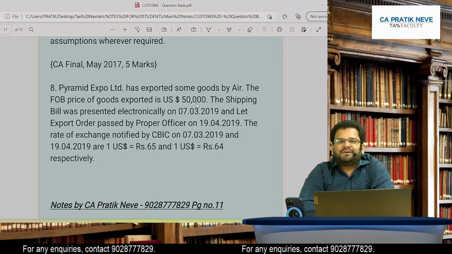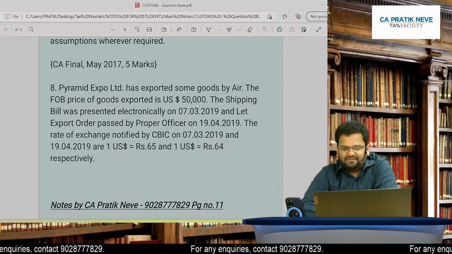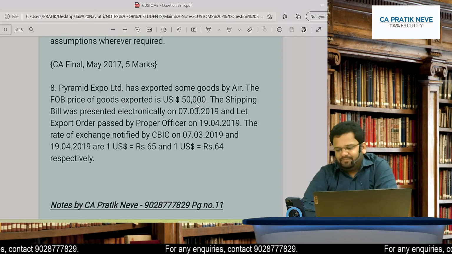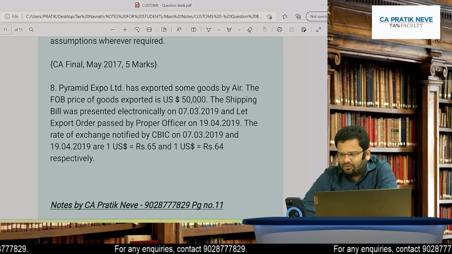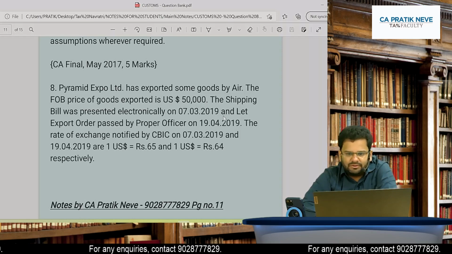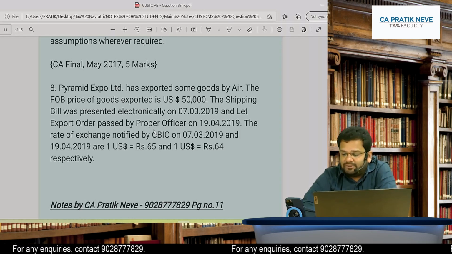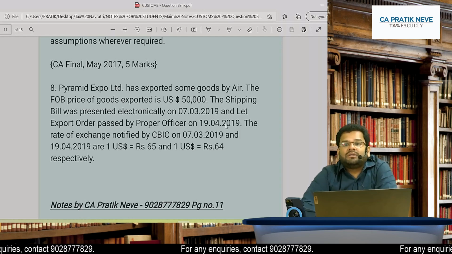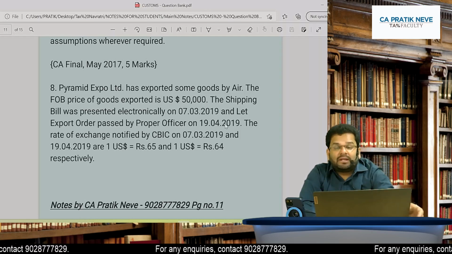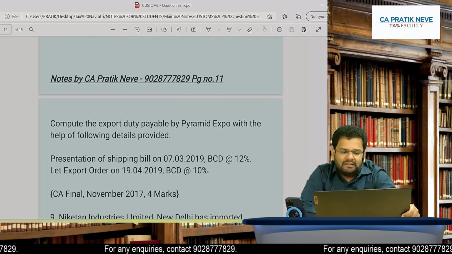So what is the assessable value? Tell me in the chat window. Yes, 32,50,000. Very good. Now see what happens. And let export order passed by the proper officer on 19th April. So as on 19th April, you should take the rate of duty. So what's the rate of duty on 19th April?